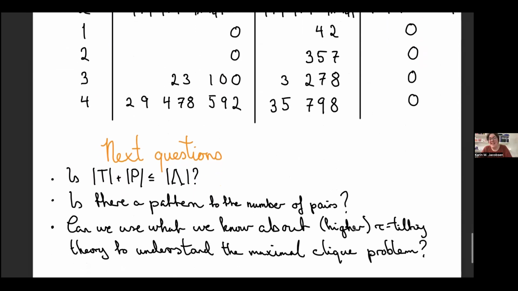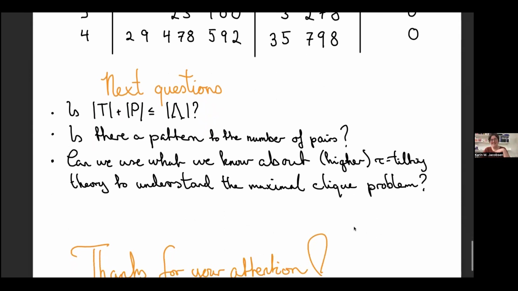And finally, I was wondering, since we know about tau tilting theory, and not to mention higher tau tilting theory, but especially tau tilting theory, could we use some of the information we have to say something about the maximal clique problem? Thank you.